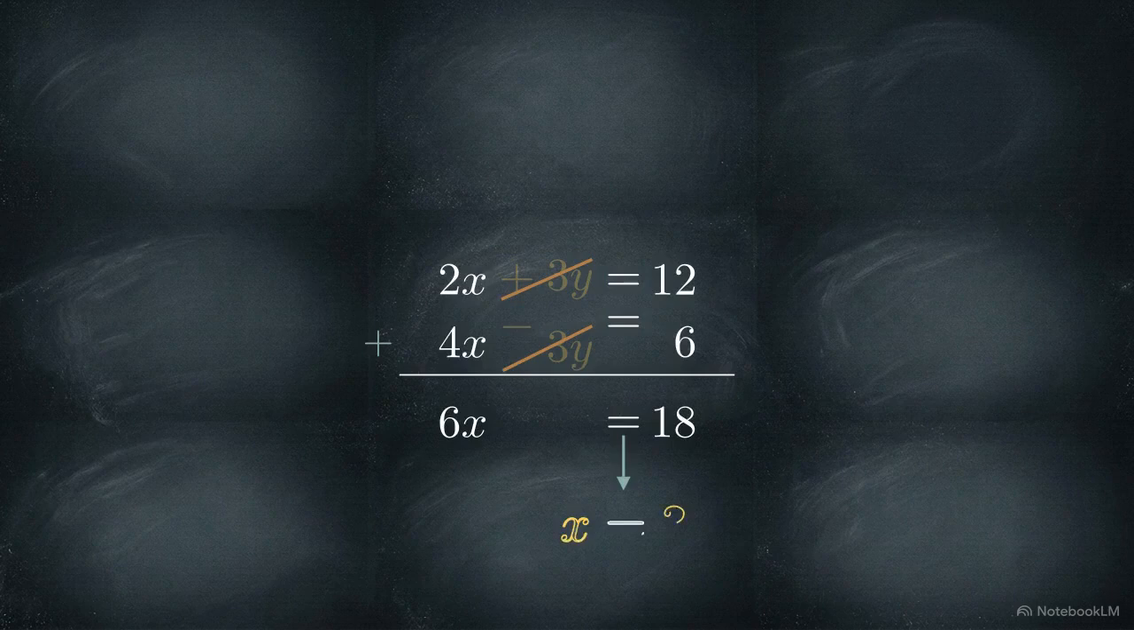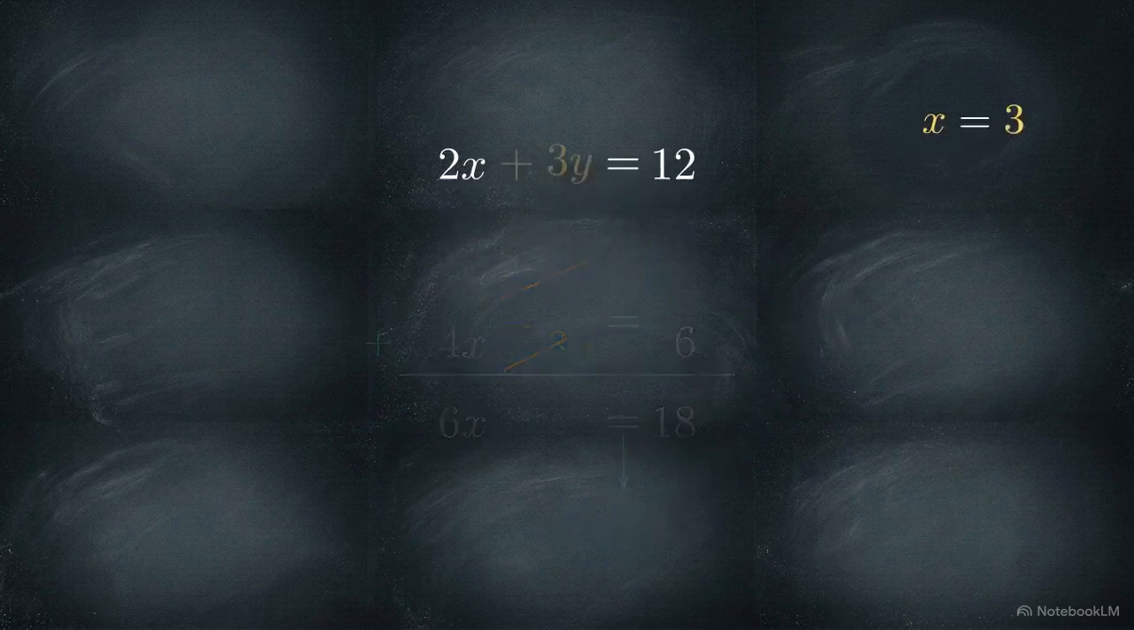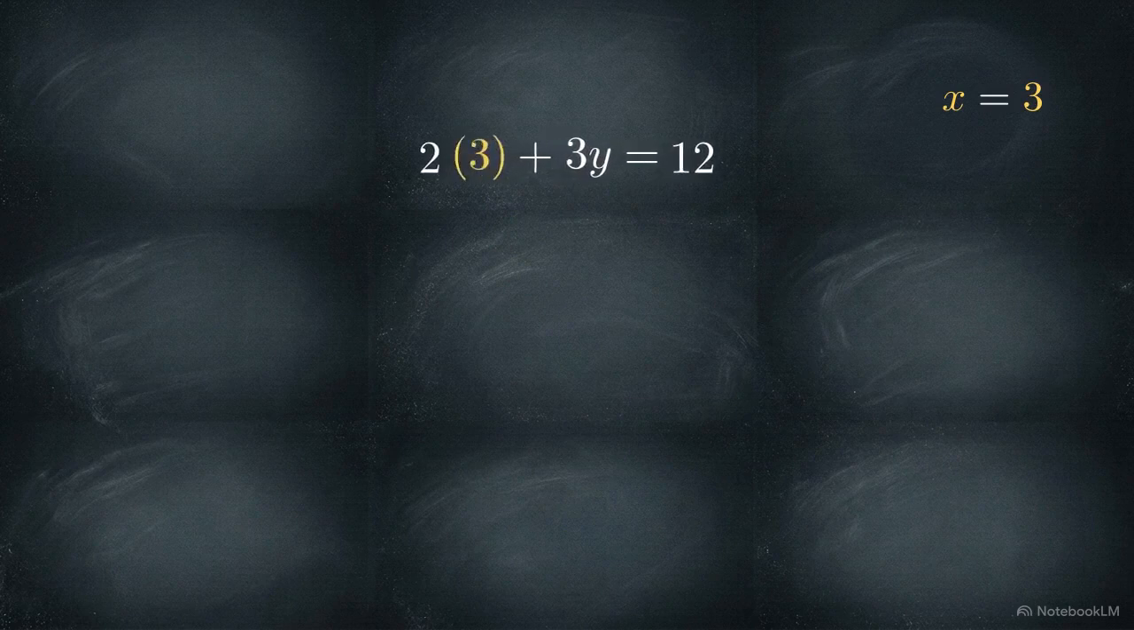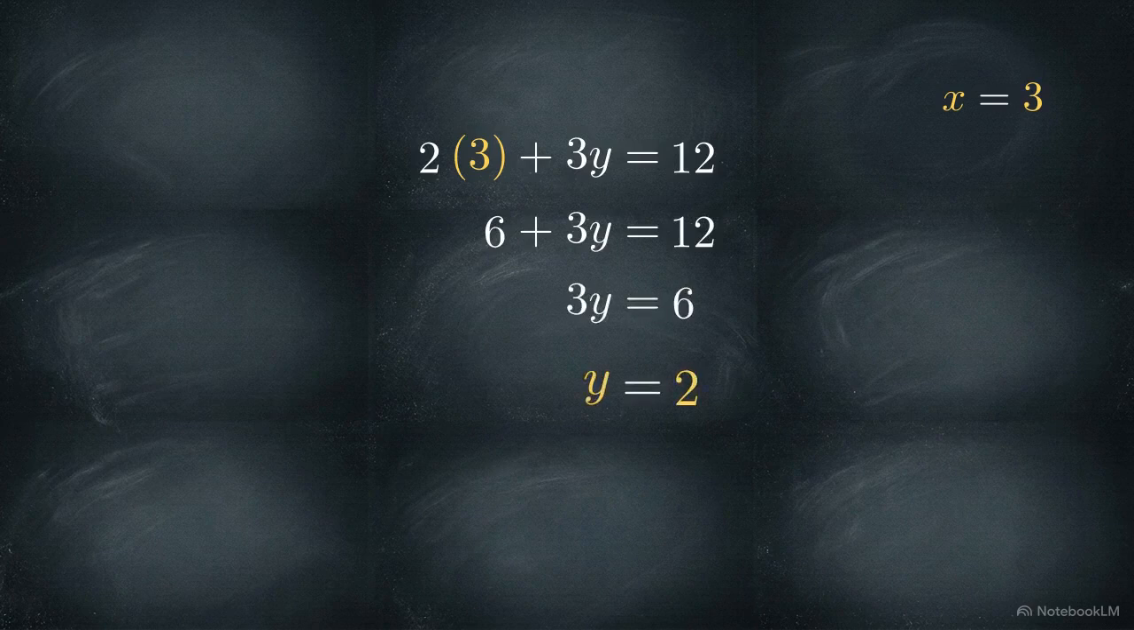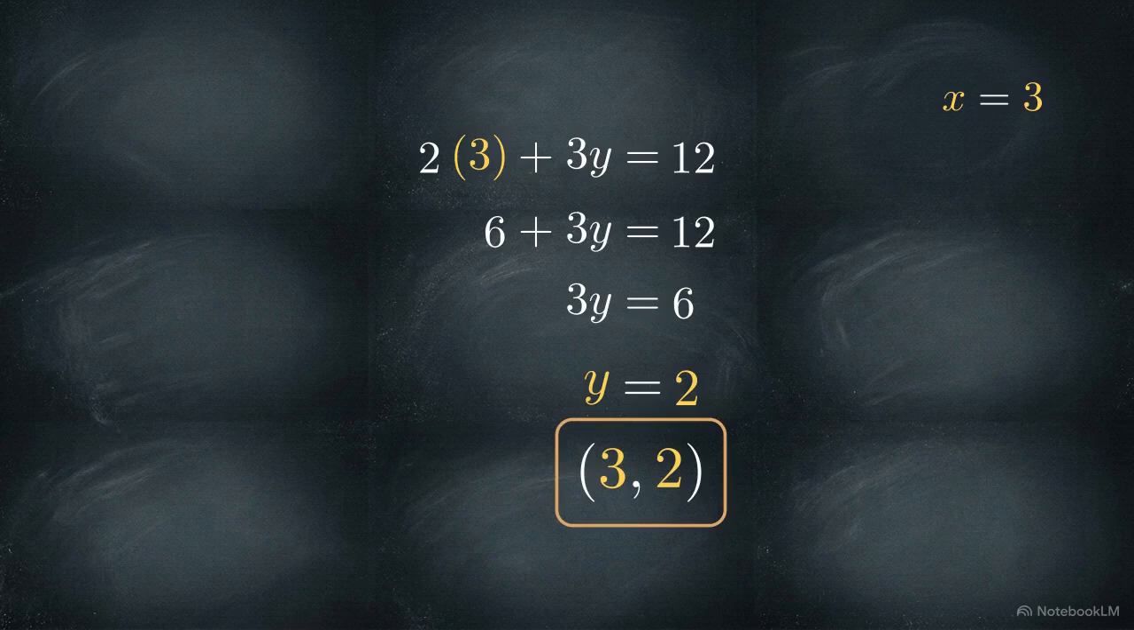When we add the equations vertically, the y terms perfectly cancel each other out. This leaves us with a simple equation, 6x equals 18, which tells us that x equals 3. To find the final coordinate, we follow the same rule as before. Plug the x equals 3 into the original top equation. This gives us a y value of 2, locking in our intersection point at (3, 2).